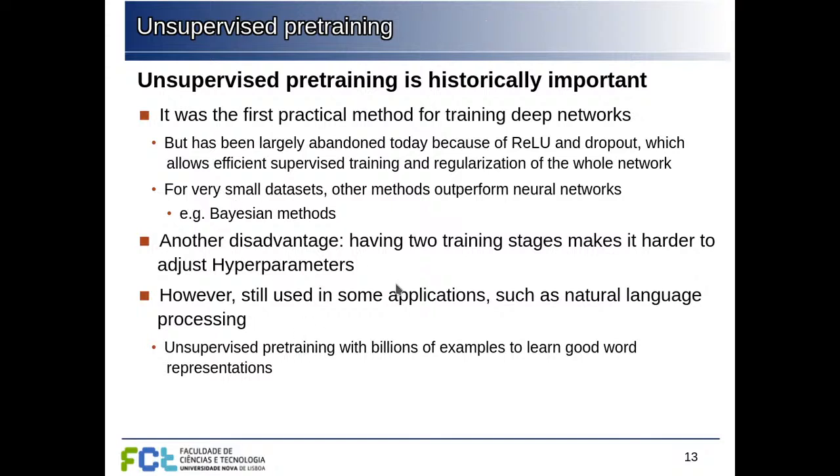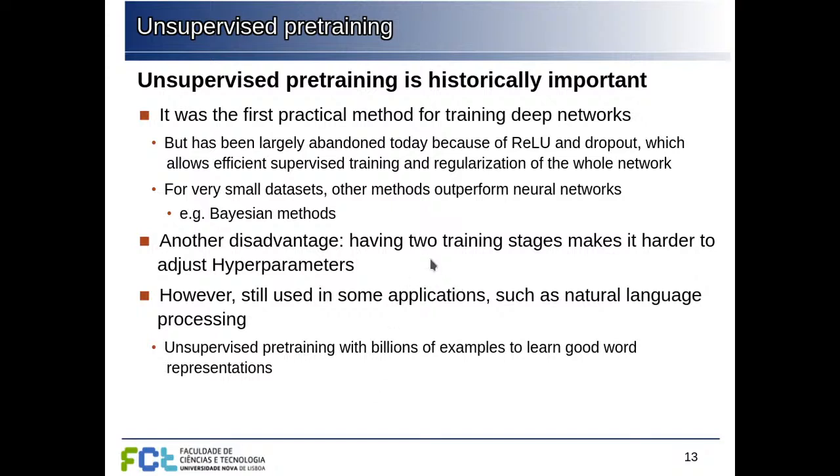For small data sets, you can use unsupervised pre-training if you have a large amount of unlabeled data to do pre-training first. That would be a scenario where this could be really helpful. But if you only have a small number of examples, then it's better to use other methods than neural networks.